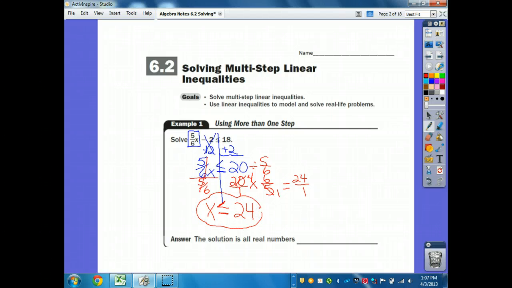What does that tell us? The solution is all real numbers what? Greater than or less than or equal to. Less than or equal to 24. So anything that is less than or equal to 24 would work.